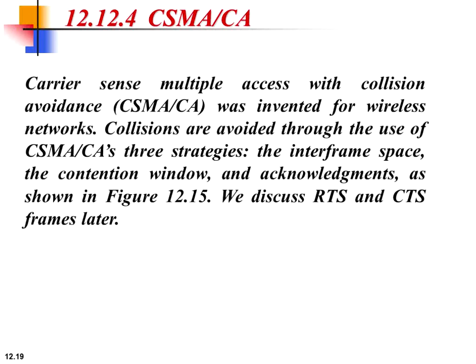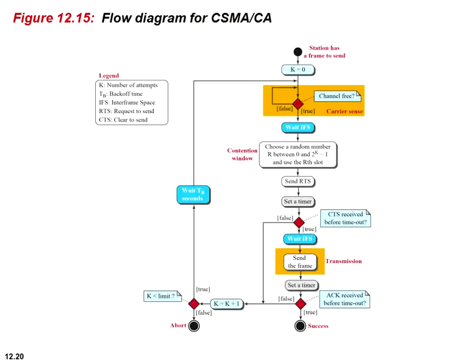Next we have CSMA/CA. It was invented for wireless networks. Here collisions are avoided through the use of CSMA/CA. Now see this flow diagram of CSMA/CA.